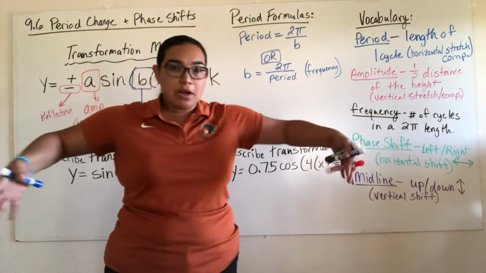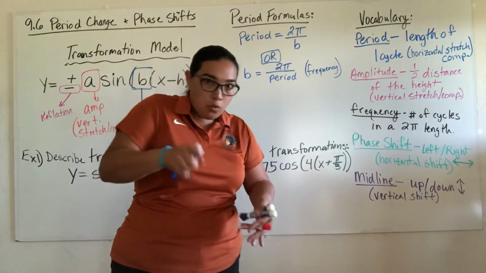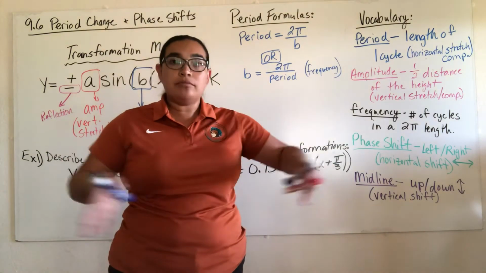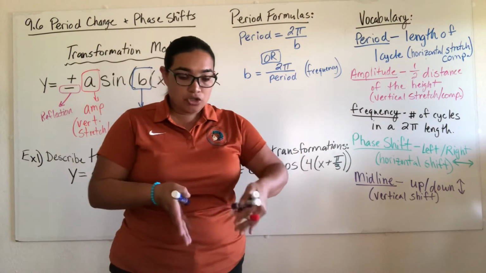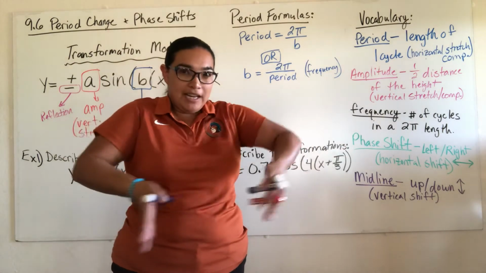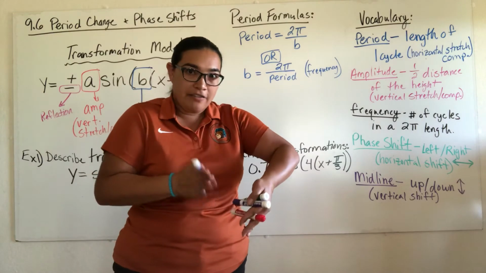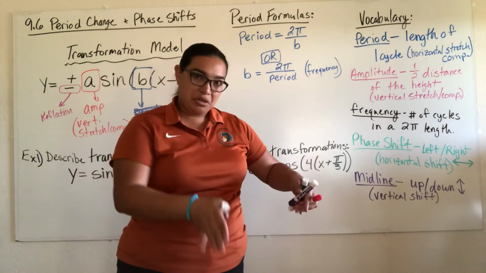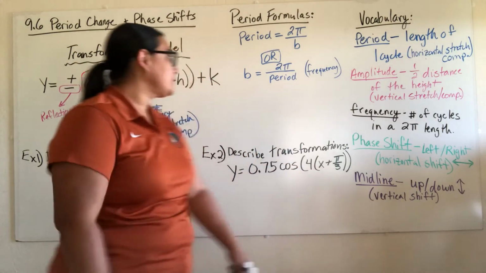If I were to squash my waves this way, I would force more waves in my period. So that's what that B value does. It controls how many cycles you make in a certain amount of distance. Are you making a lot of cycles because you compressed it, or are you stretching those cycles out and making not so many cycles in your length?